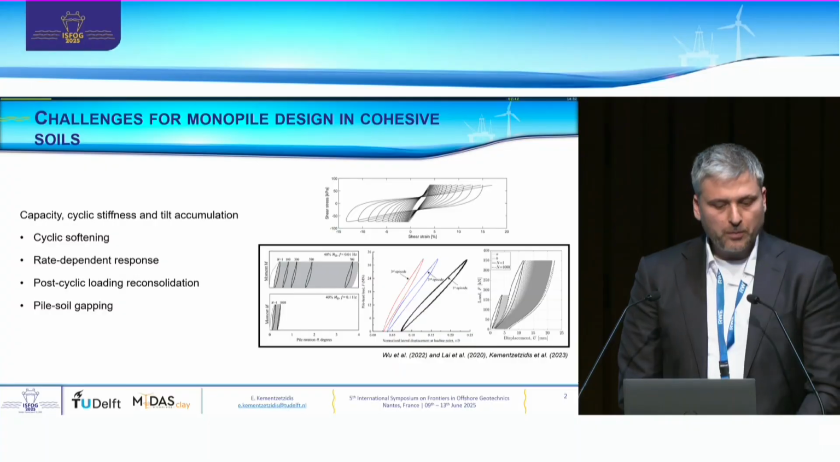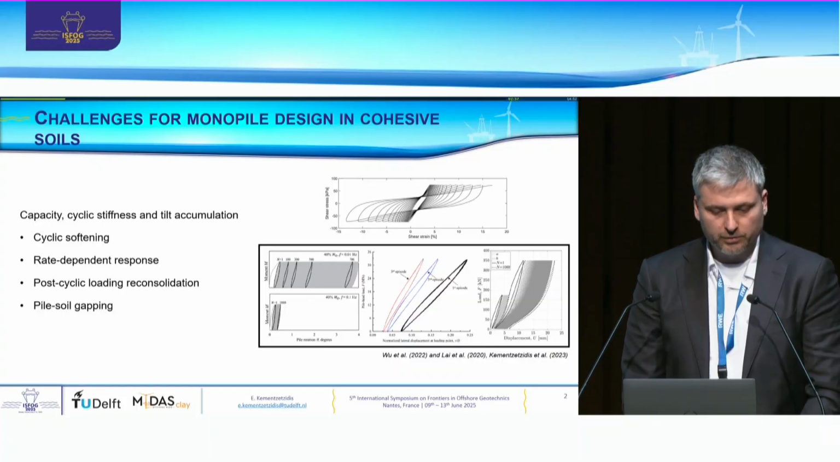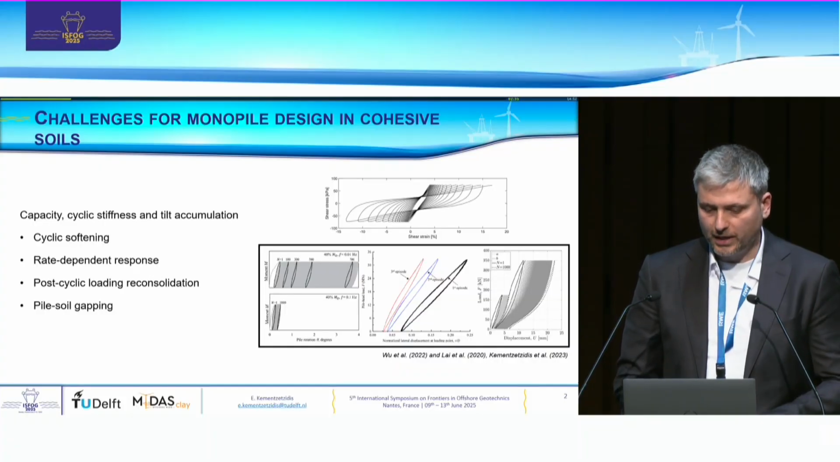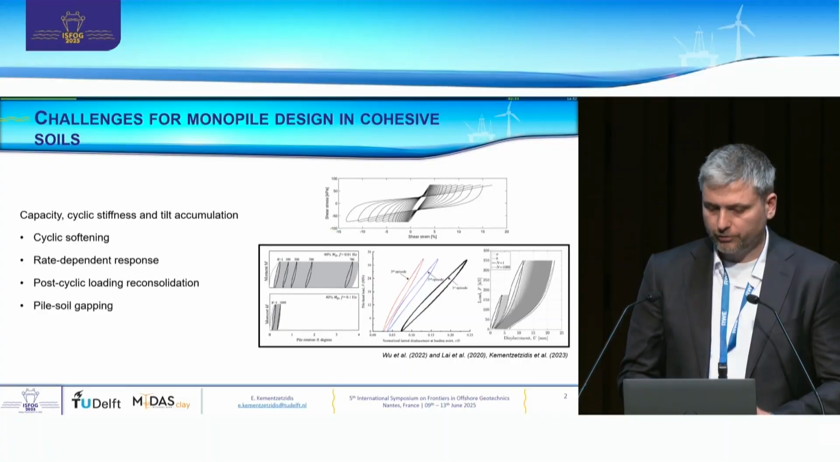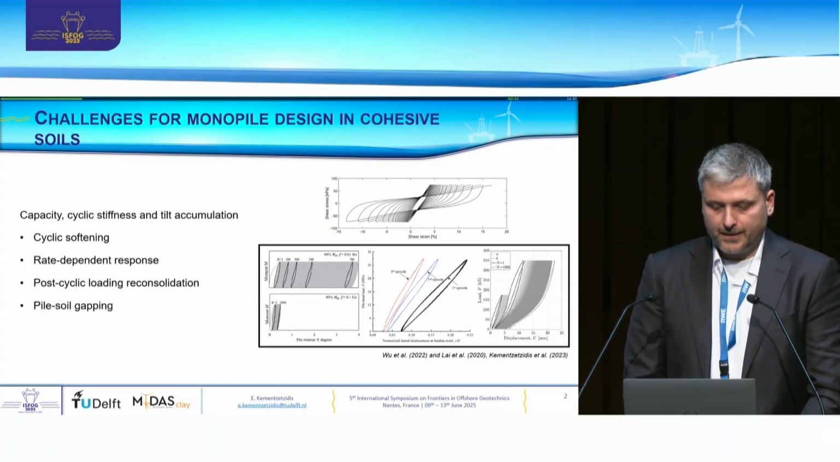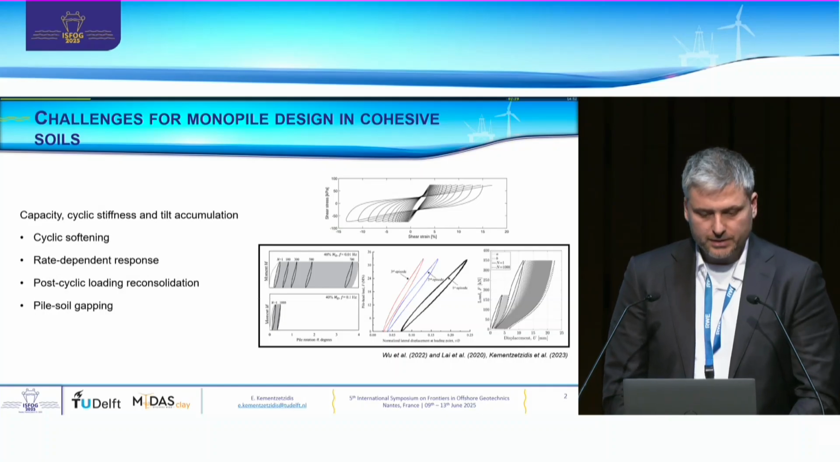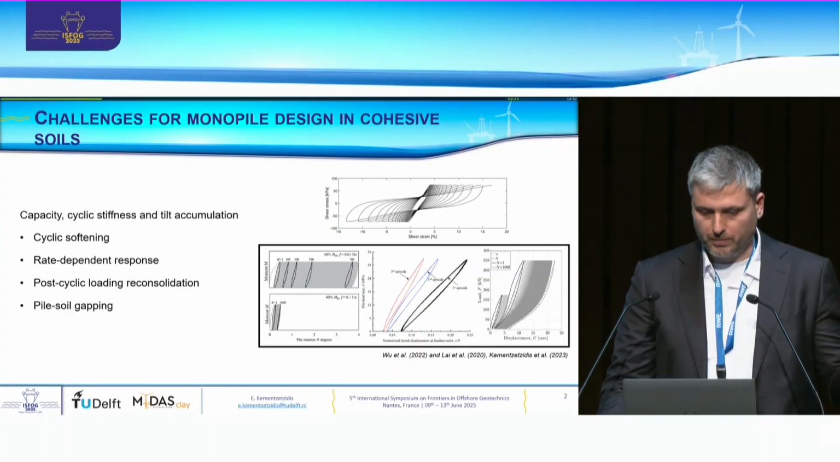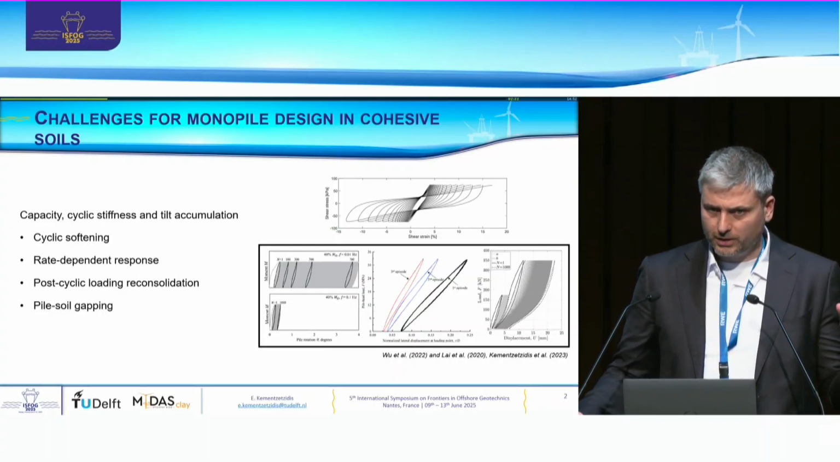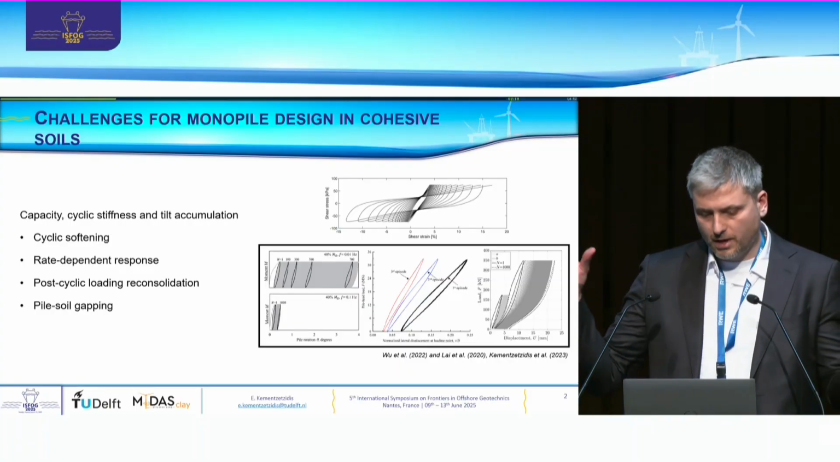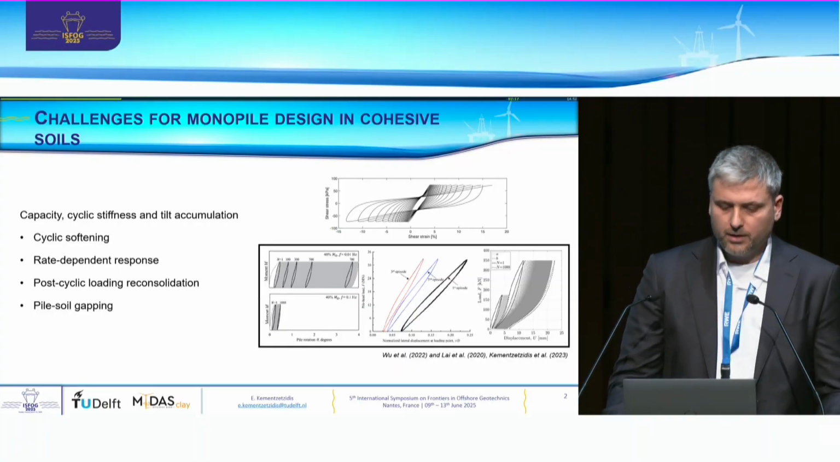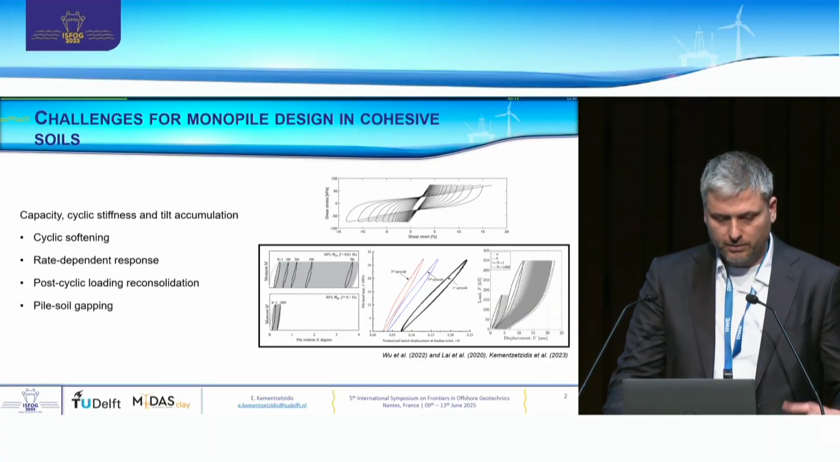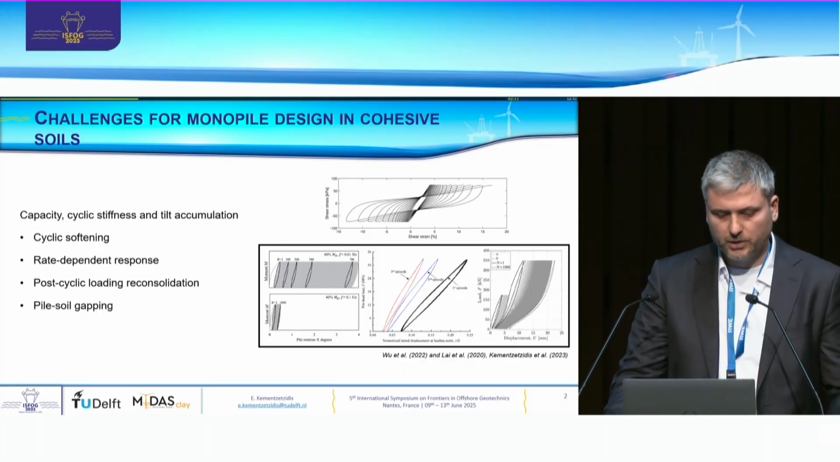So, good monopile design requires that we have a good grasp of lateral capacity of the foundation, cyclic stiffness, and tilt accumulation, all within the context of a lifetime of operations. When we want to identify these properties in cohesive soils, the first thing we need to do is understand the complexity of the geomaterial, but then also establish a solid link between the geomaterial behavior and the cyclic monopile response.